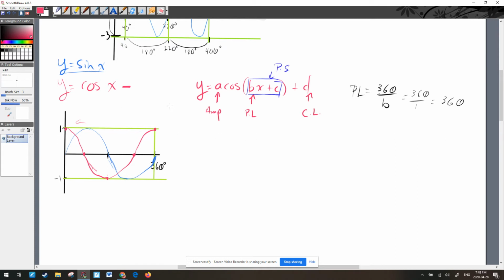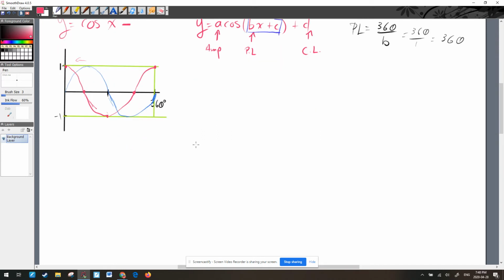So let's look at a couple of example graphs. And the transformations are all identical to what we do with sine. Okay, so here comes some transformations. So I'd like you to try and graph. How about you try and graph y equals, we'll start easy.